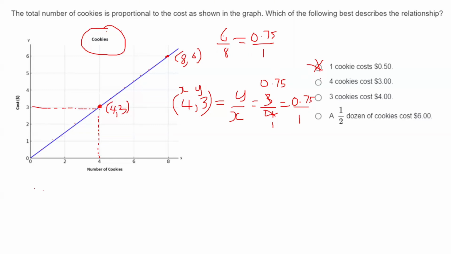Now, let us move on to the second statement here. It says 4 cookies cost $3. So let us go back to our graph. When x is 4, as x represents the number of cookies, y is 3. Yes, that statement is true. As shown on the graph, for 4 cookies, the cost is $3. So this is our answer. And this is how you interpret the information on a graph and use the information to answer questions.